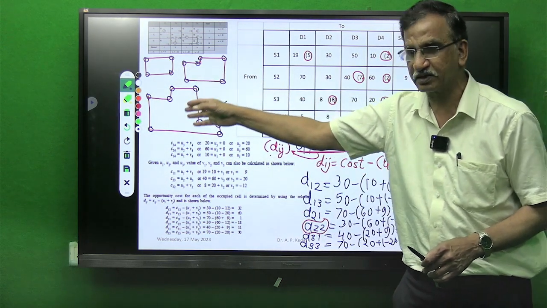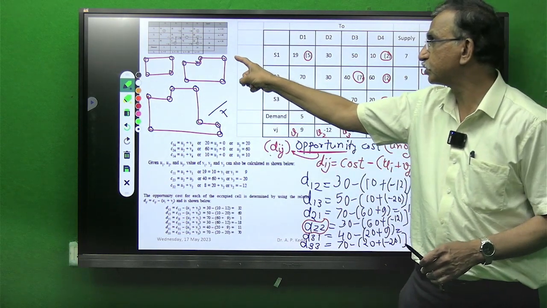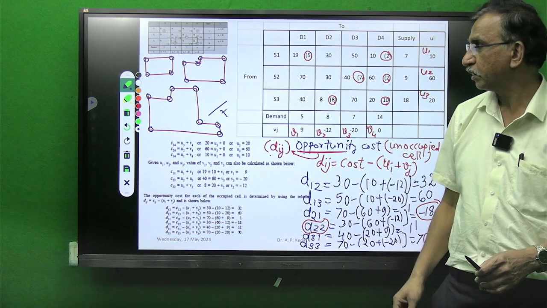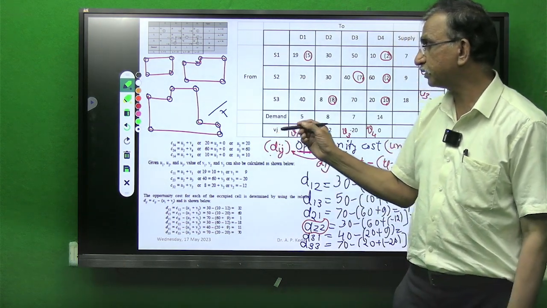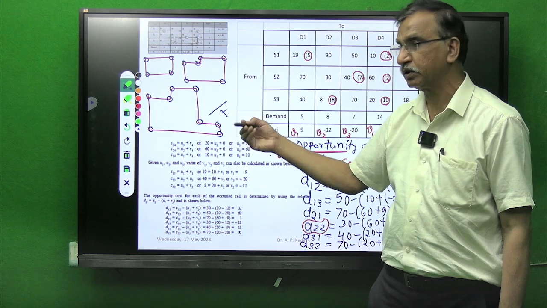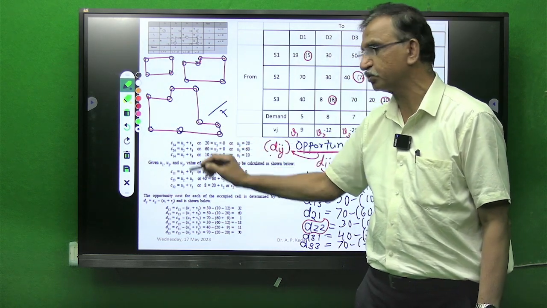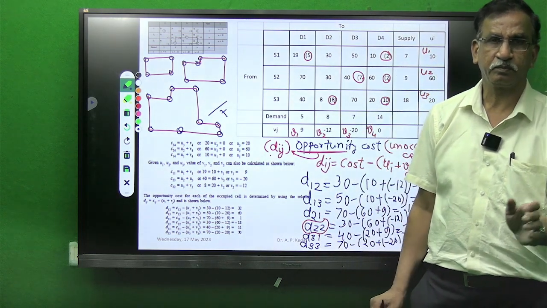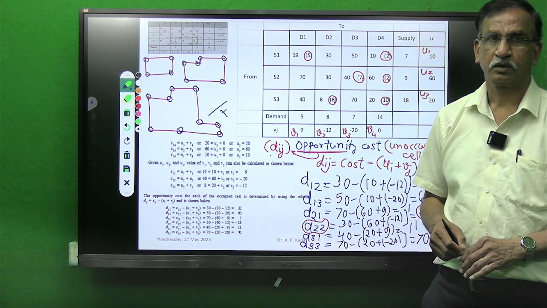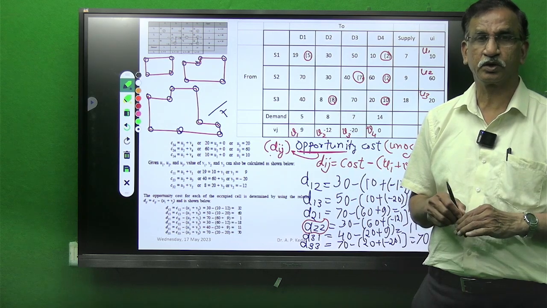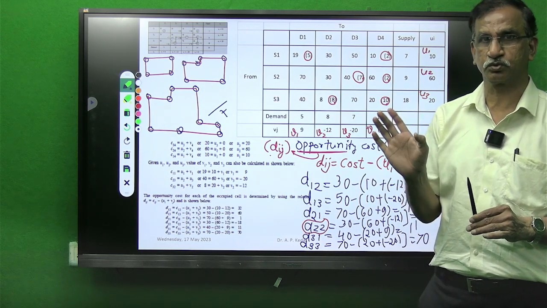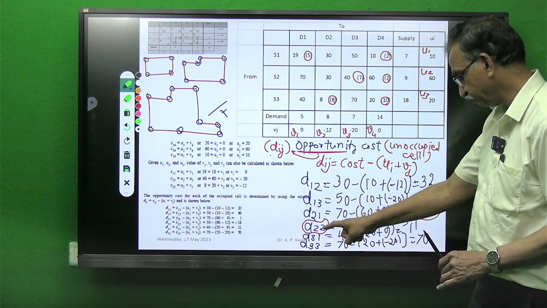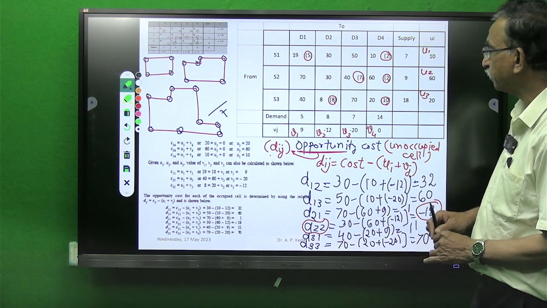These are some example cases where on these corners I have mentioned there has to be presence of allocations. Also, it is mandatory that the loop must have allocations at corners. Allocations may be present in between also. That will not harm your problem flow. But mandatorily, allocations must be there at corners. That is true.